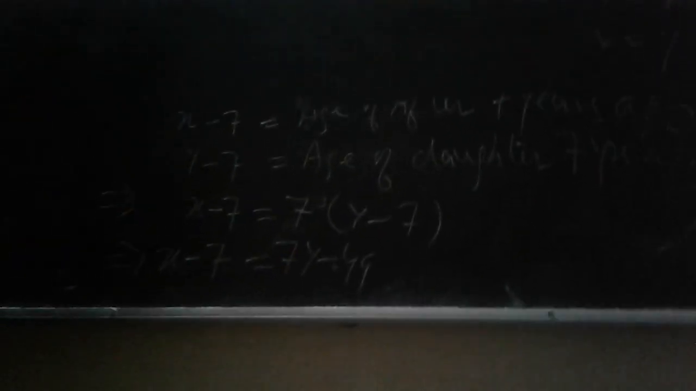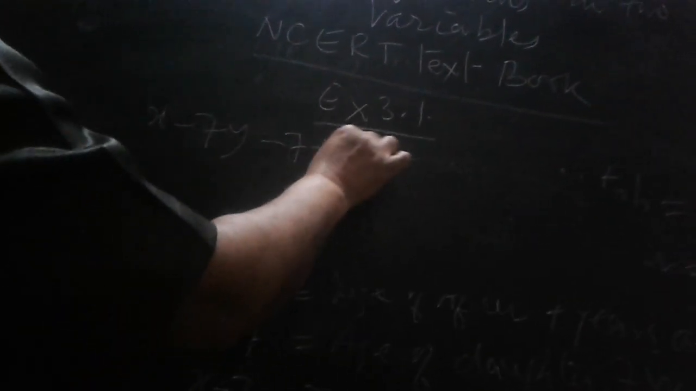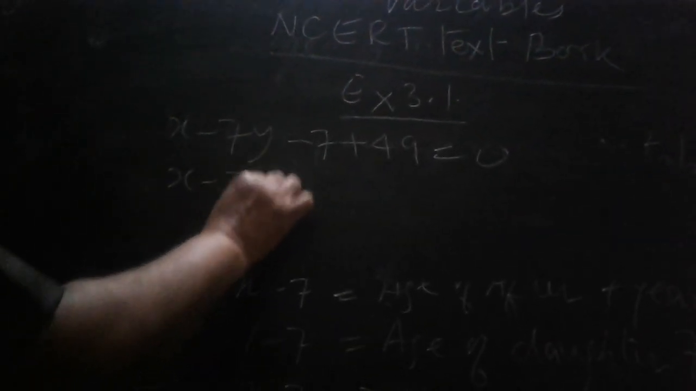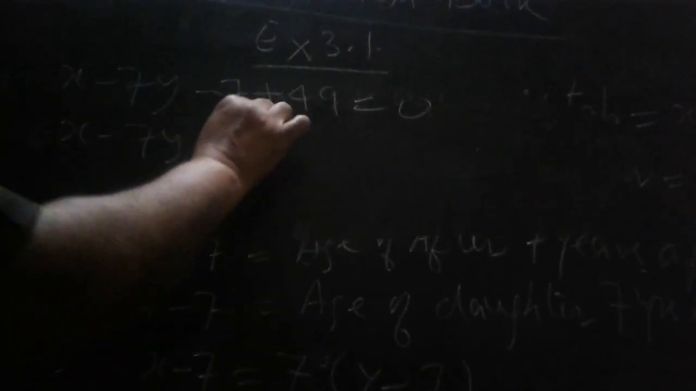Now we simplify. We obtain x minus 7y minus 7 plus 49 is equal to 0, and x minus 7y plus 42 is equal to 0. This is the required first linear equation in two variables.